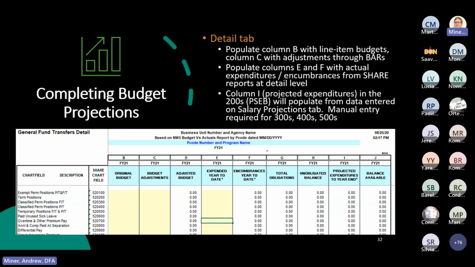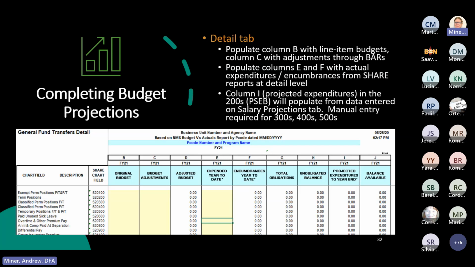So this is what the detail tab of the projections template looks like. You see on the left all the different line items, right? This is obviously not the whole thing. This is just a subsection of the 200 category line items. So in B and C, that's where you're going to put in your original budget and then any budget adjustments that you are doing.